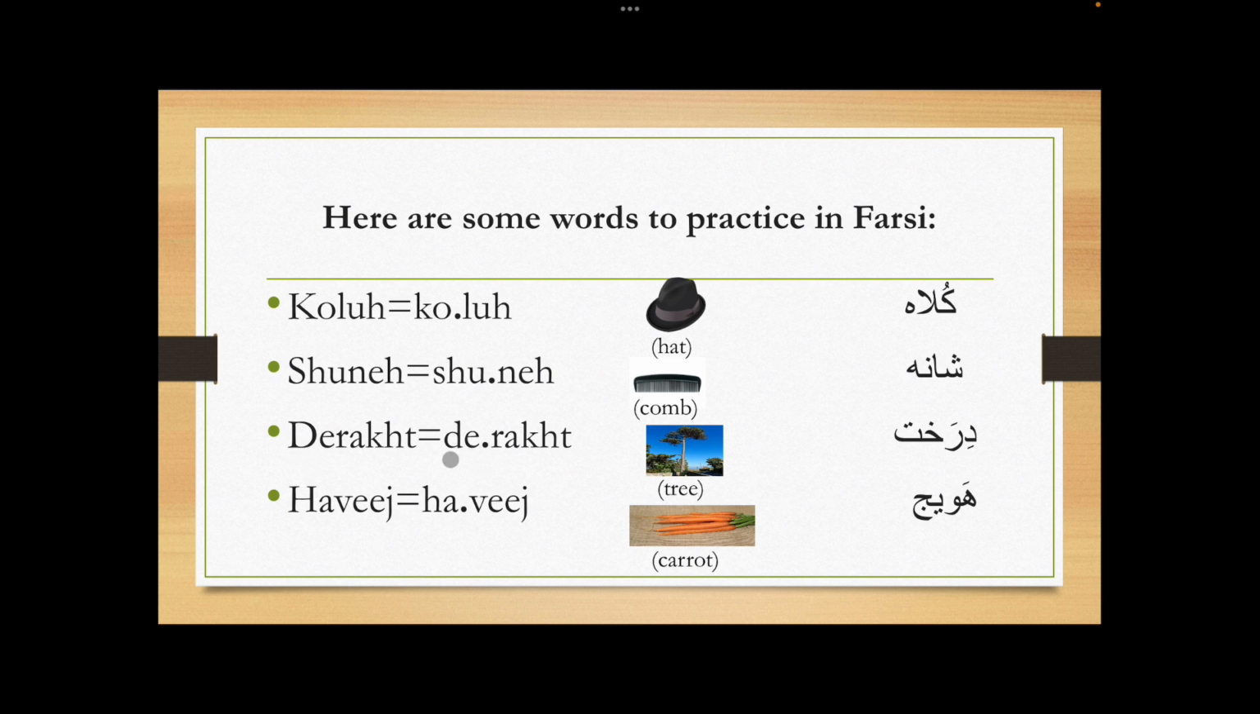So we know that the de comes first and then the racht. This is one of those tricky ones. You have to remember how to make that sound. De racht. So when I put it together, it's deracht, which means tree. So deracht.